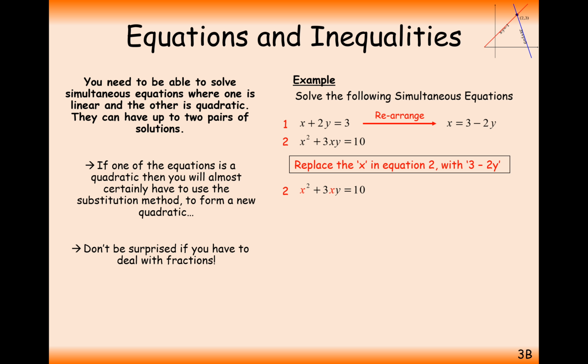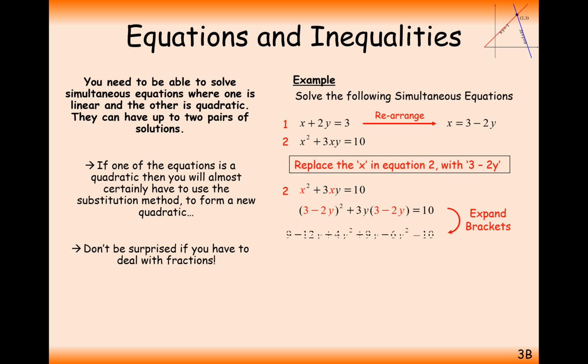So equation 2 is this, and I've now highlighted the x's in red because they're going to be replaced with 3 minus 2y. So that's (3 minus 2y) squared, and remember we're going to have to expand this bracket properly. And the 3y in black there times by x, which is in red here, and that equals 10. So I've effectively rewritten equation 2. Haven't got any x's in there, I've replaced the x's with 3 minus 2y.